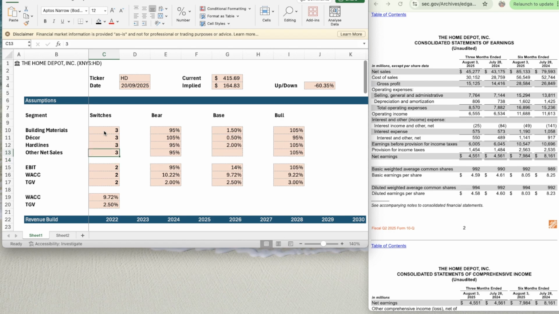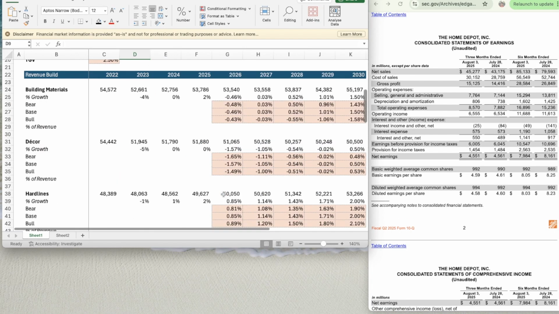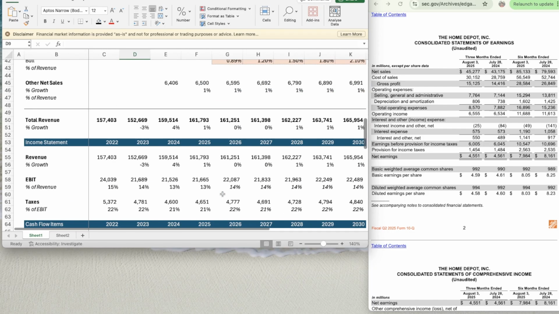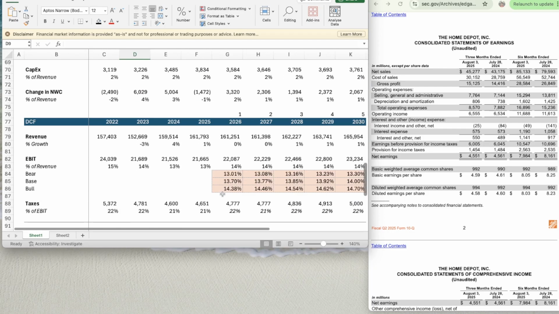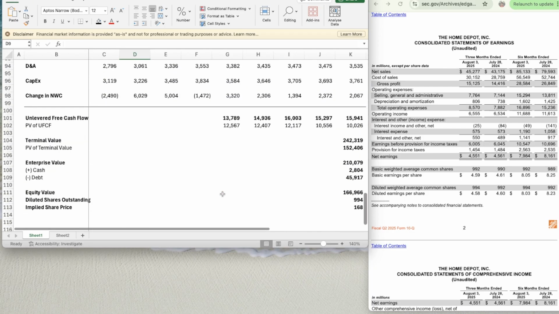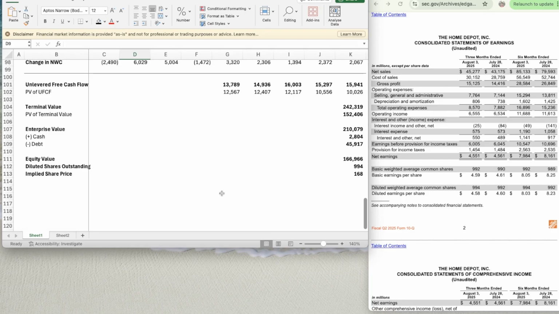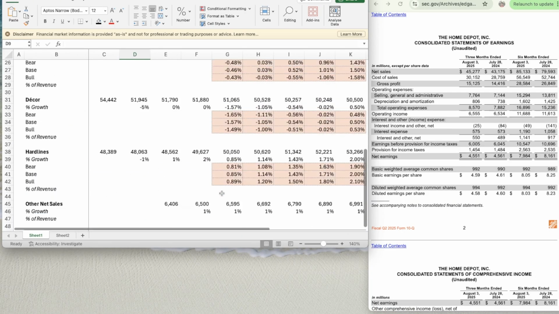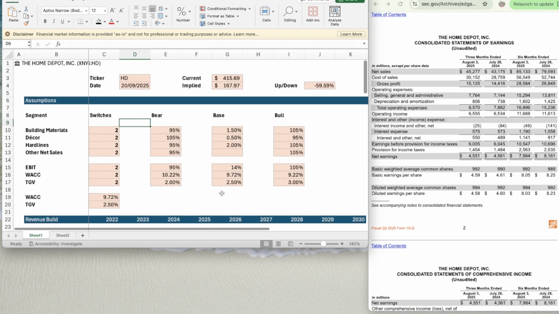I'm not really sure why. I guess one of the things, you're paying a premium for a well-run company. It's got quite a lot of market share. It sort of operates in a duopoly with Lowe's. So yeah, I guess that's probably where the premium for it is coming from. So yeah, there we have it, the DCF for Home Depot.